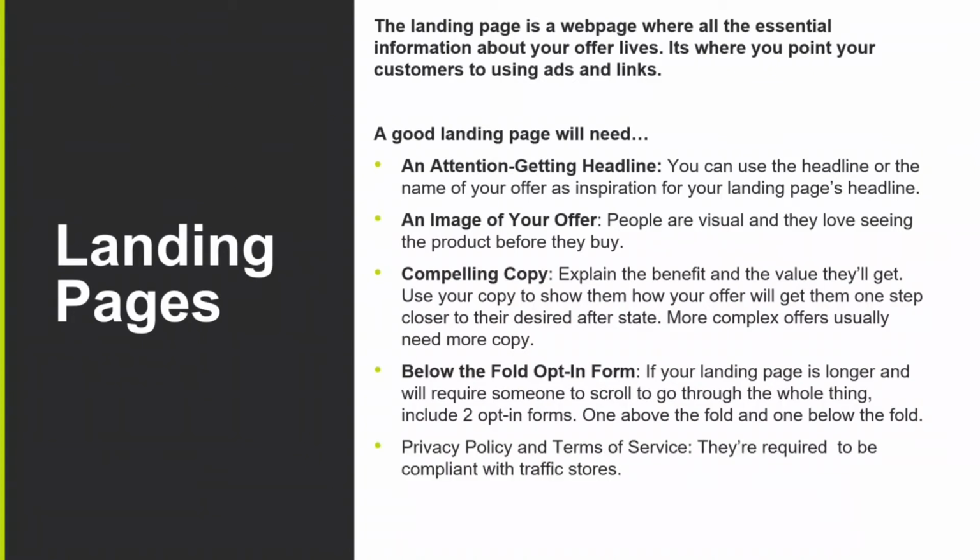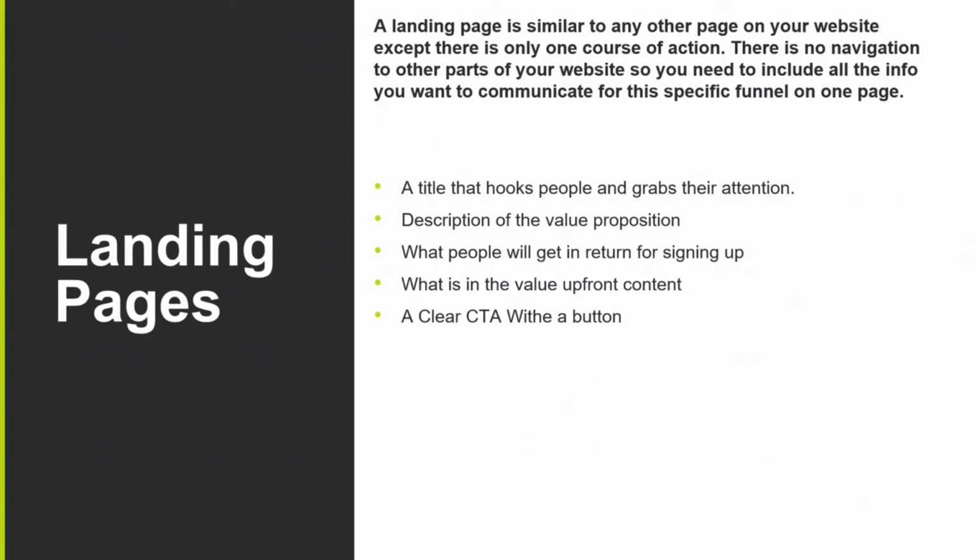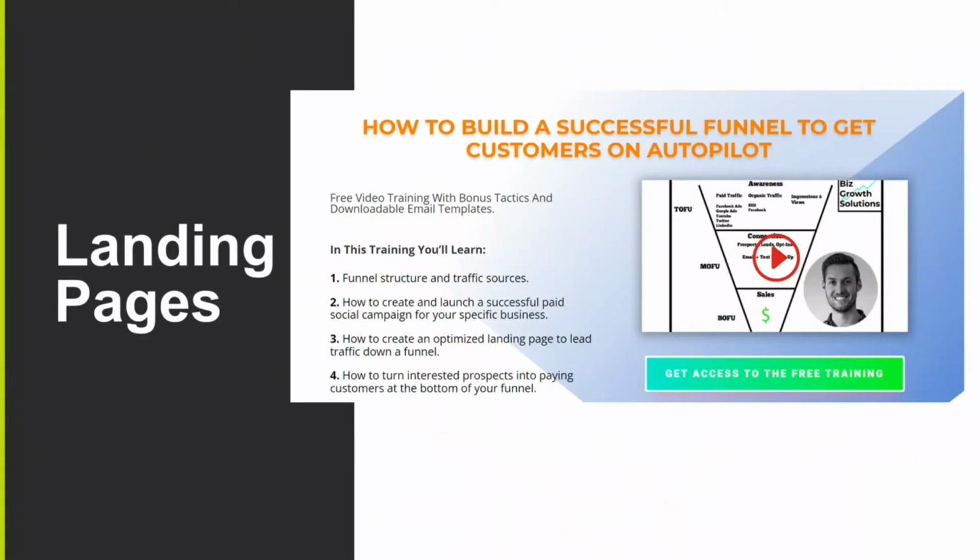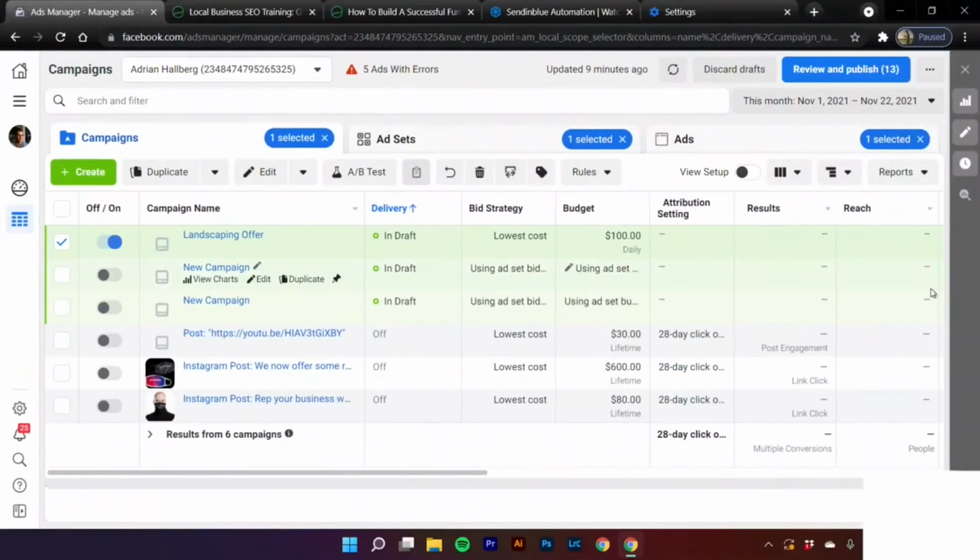And then always make sure you have your privacy policy and terms and conditions. That's actually required to be compliant with web laws. So a landing page is similar, and I mentioned this, to another website, but there's only one course of action, so you take away your navigation. So a title that hooks people, grabs their attention, description of value, what people will get in return for signing up, what is the value upfront content, and a clear call to action with a button. So here's a quick example of a landing page, and I'll hop right over.